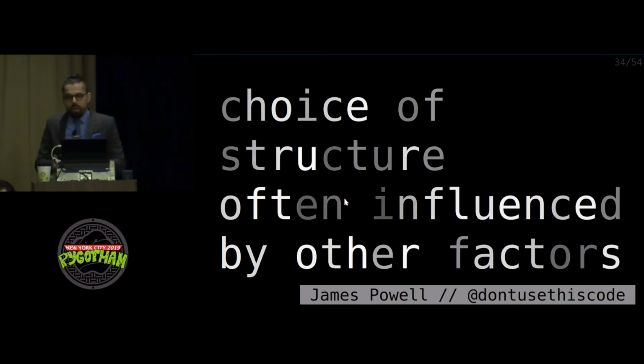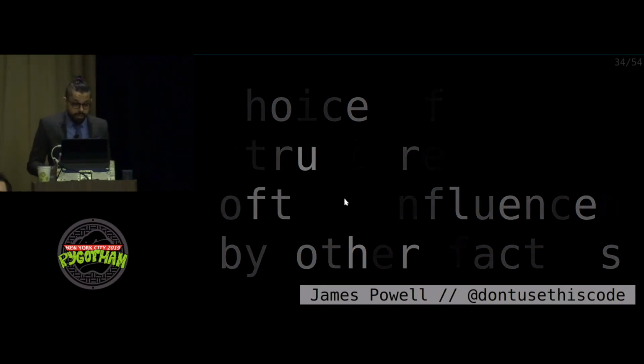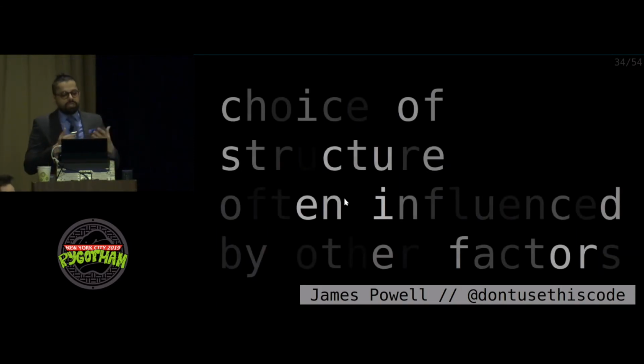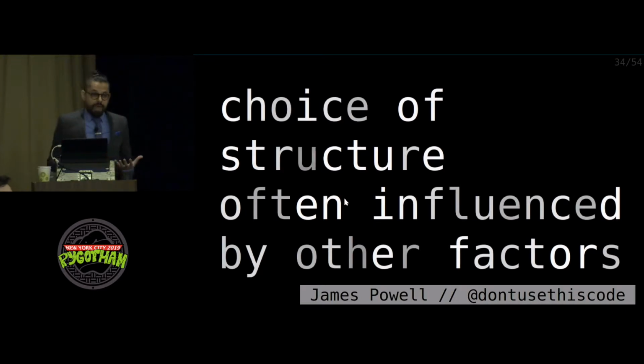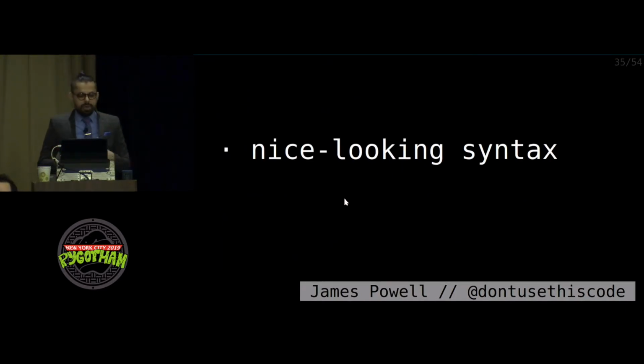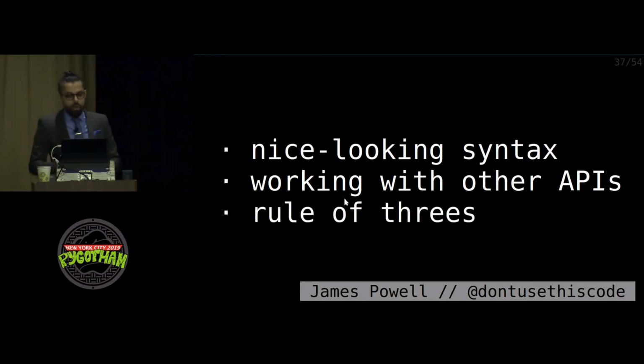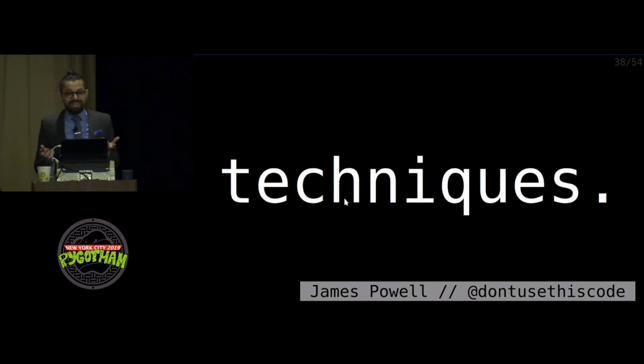It turns out that you have a lot of choices for avoiding update anomalies in Python. Code generation is just one of them. And the choice of which one you choose may be influenced by factors beyond just what the pattern is. They may be influenced by factors like you want nice looking syntax, or you're working with another API and that API needs to take a callable in a particular form or a class in a particular form, or you might just believe in the rule of threes. I'm glad people got that joke.